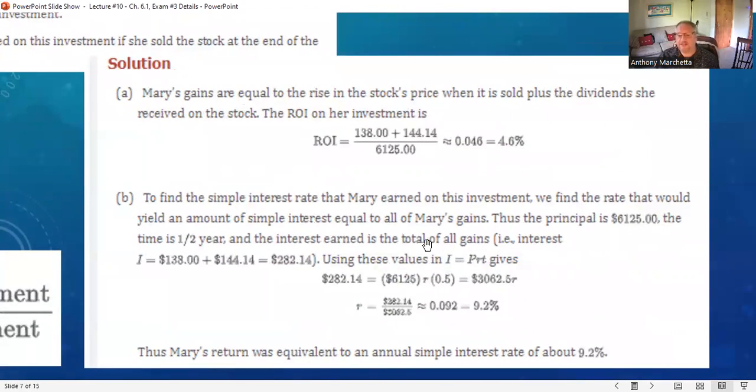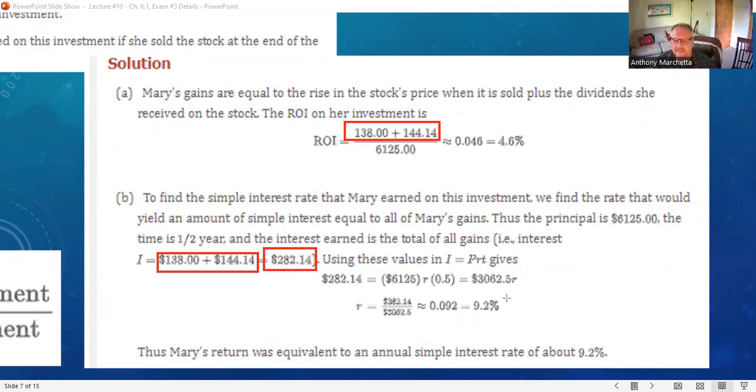To find the simple interest that Mary earned on this investment, we find the rate that would yield an amount of simple interest equal to the gains. And the gains are those two numbers, 138 and 144. Thus, the principal, which is 6125, the time, which is a half year, and the interest earned, the total of the gains, are all these that we see here. And we discussed this before. The numerator here is the same as this quantity right here, which boils down to this figure, 282.